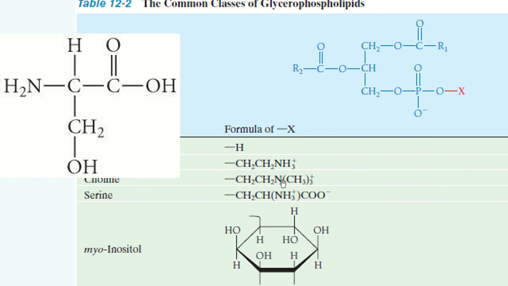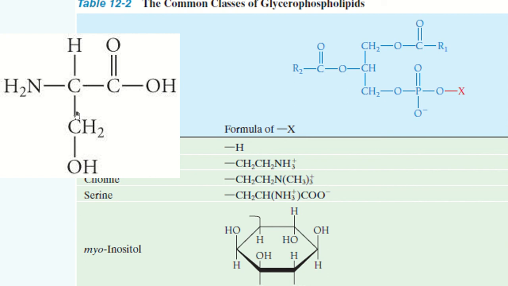The next type of polar group attached is serine. Serine is an amino acid. The structure of serine is shown here. This is a central carbon, which is called the alpha carbon. All amino acids contain a carboxyl group attached to their alpha carbon and an amino group as well. So there's a common structure to all amino acids. They contain an alpha carbon, a carboxyl group, and an amino group. Amino acids differ from each other in terms of their side chain. This part is called the side chain.